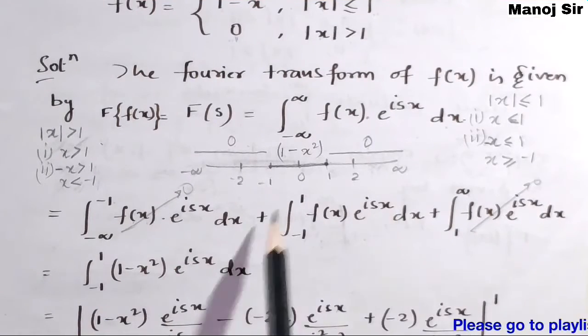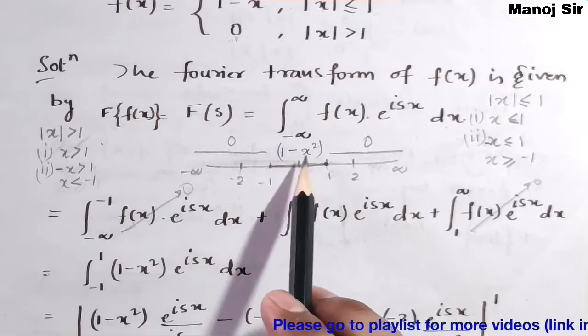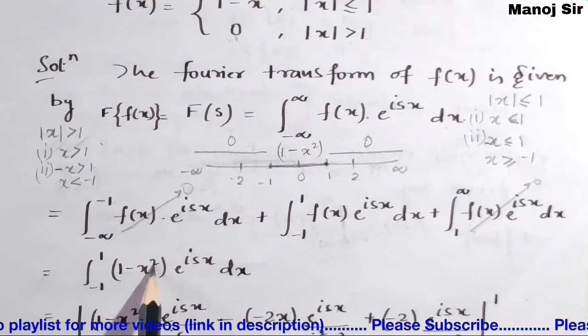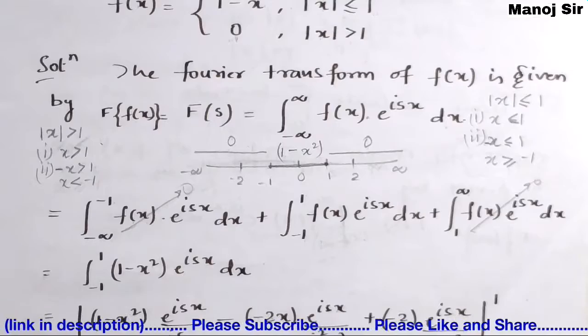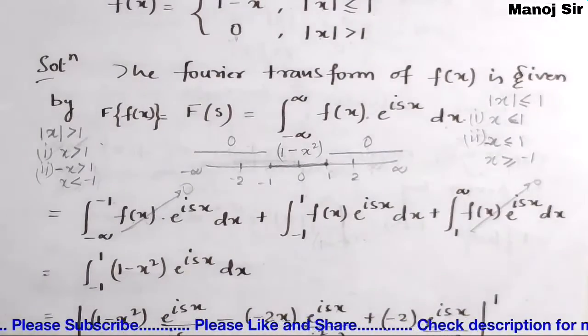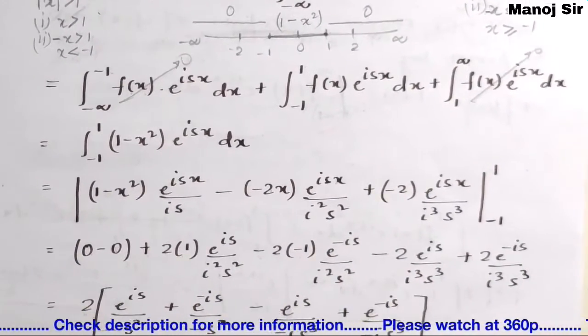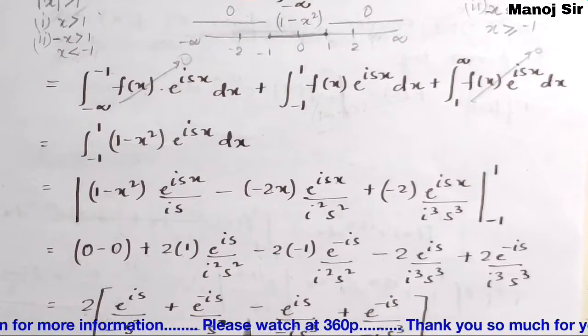0. So we are left with only this part, and the function is 1 minus x square. So integration from minus 1 to plus 1, function f of x is 1 minus x square, e to power i s x dx. Now we will apply the chain rule to solve this integration, which I believe is very easy.